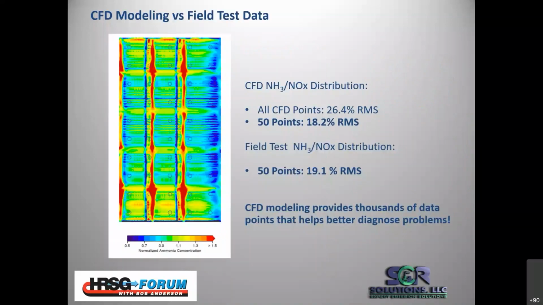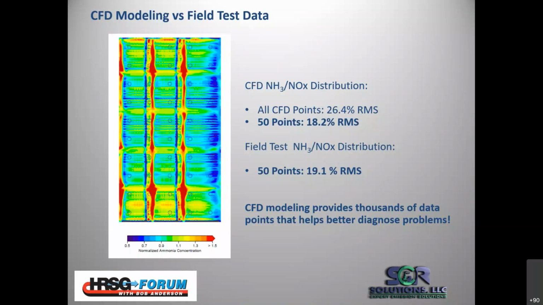So when we modeled this, we said, okay, let's look at the 50 points that we measured in the field, and we got a distribution of 18% RMS, which agreed pretty well with the field measurements of 19. But if you look at all the CFD points, it takes into account hundreds of thousands of data points. The RMS was actually 26%, which is even worse.